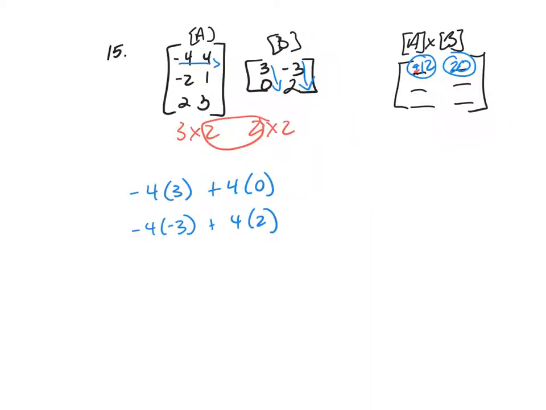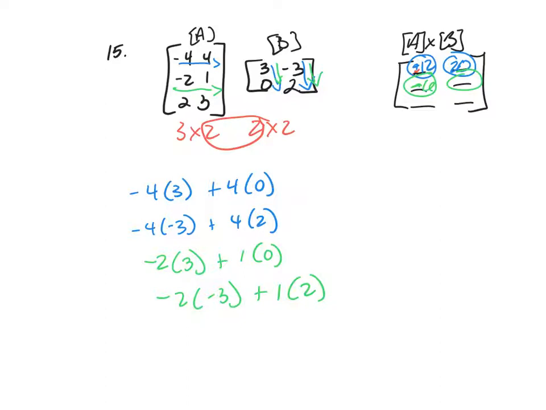So we're doing negative 4 times 3 plus 4 times 0. It's the first row in the first column. It gives us the first number. And then the first row in the second column, negative 4 times negative 3 plus 4 times 2 gives us the 20. Now I'm going to change to green. Green is going to be the next two. Green is going to be this row with these two columns. So it's going to be negative 2 times 3 plus 1 times 0, which is negative 6. And negative 2 times negative 3 plus 1 times 2, which is 8.